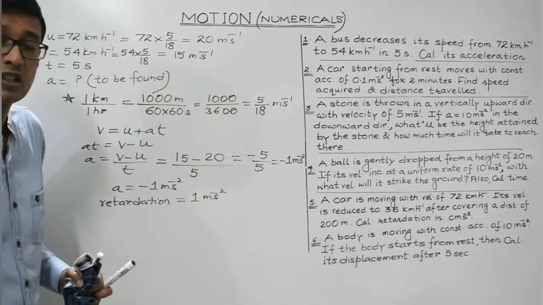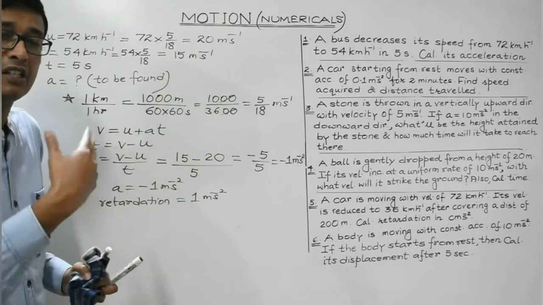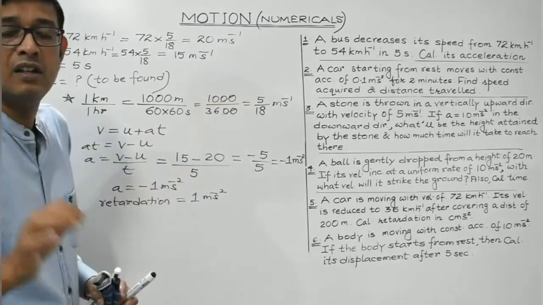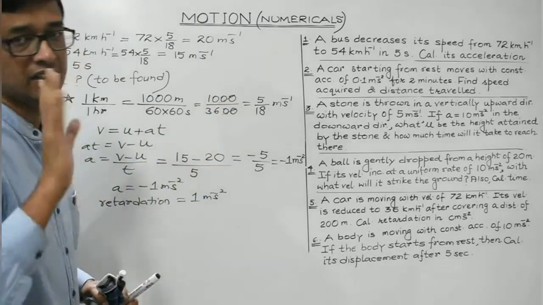So the first step is to convert kilometer per hour into meter per second. And do remember this concept: 1 kilometer per hour is 5 by 18 meter per second. Right?